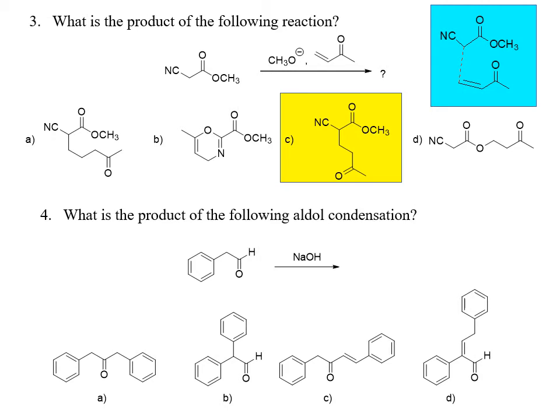Question number 4, what is the product of the following aldol condensation? We have an aldehyde and then aldol condensation. That means that the reaction is aldol reaction followed by dehydration, and the product is an alpha-beta unsaturated aldehyde. So the product of an aldol condensation is always an alpha-beta unsaturated aldehyde.